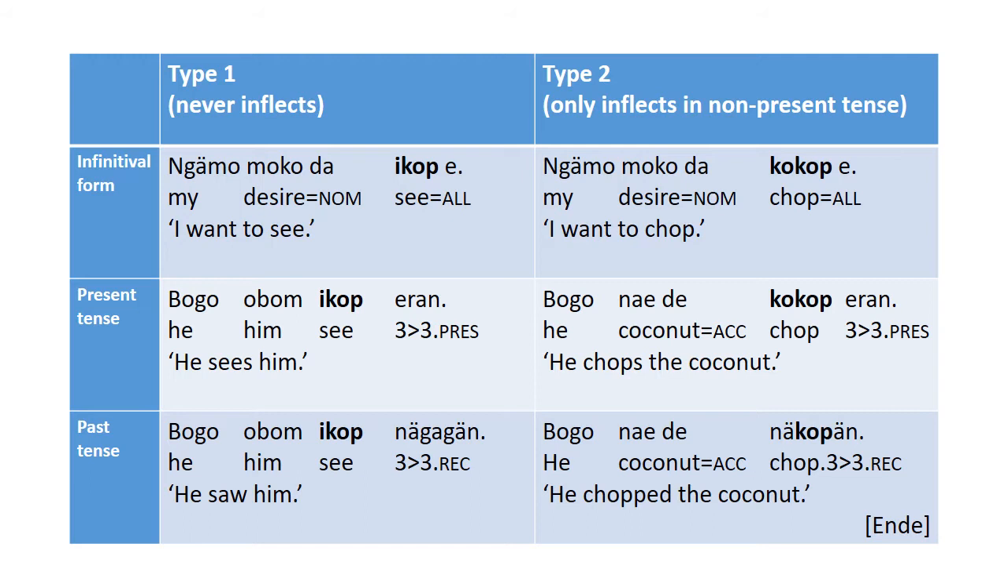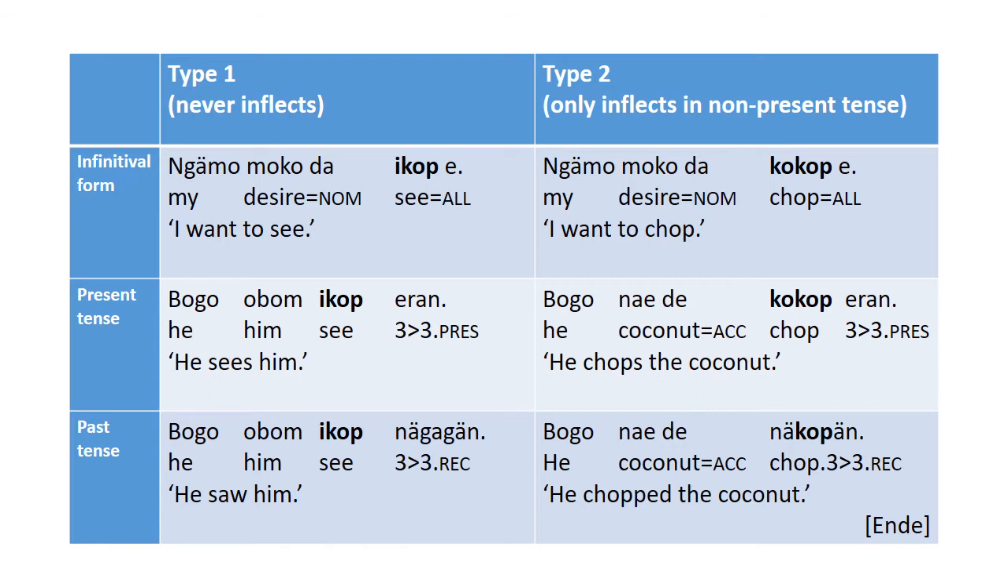For the present tense, bogo obom ikoperan, ikop is followed by a second verbal element, eran, which has the inflectional marking for a third person acting on another third person in the present tense. And finally, you have the past tense, bogo obom ikop nagagan. Ikop is now followed by a different type of verbal element. Again, it's lexically semantically empty, but it contains the inflection that indicates this is, again, a third person acting on another third person, but this time in the recent past.